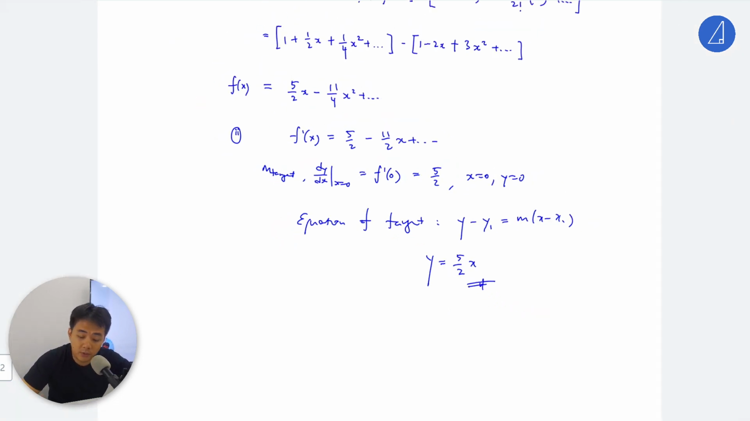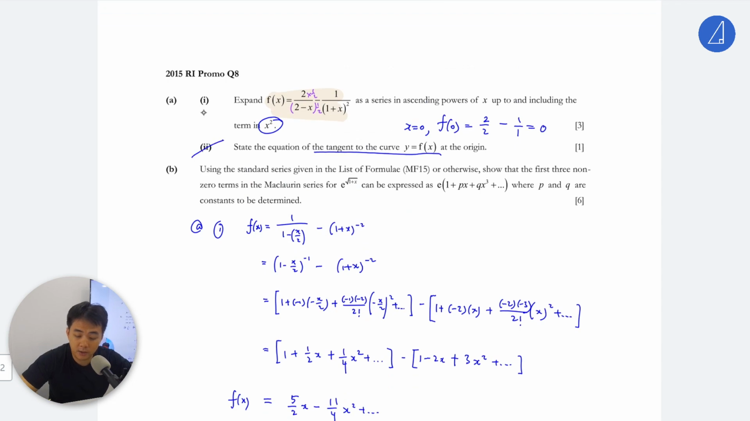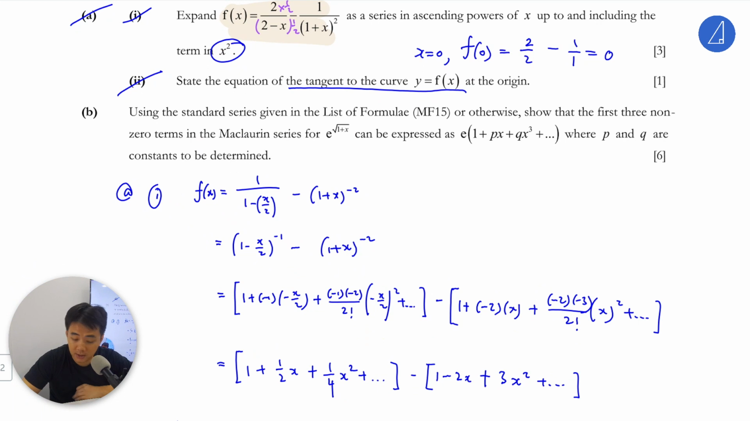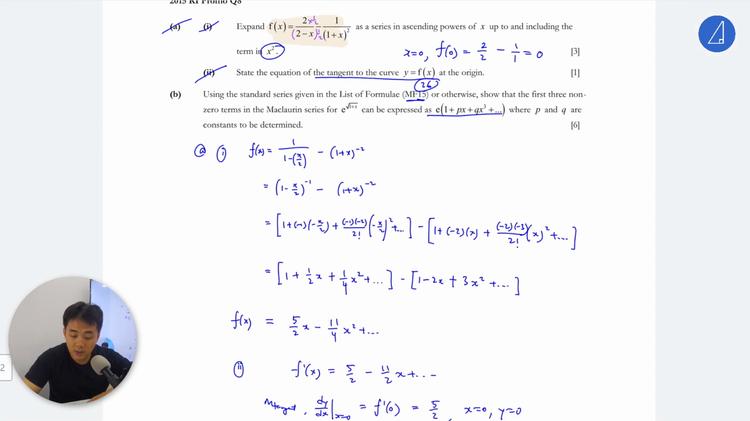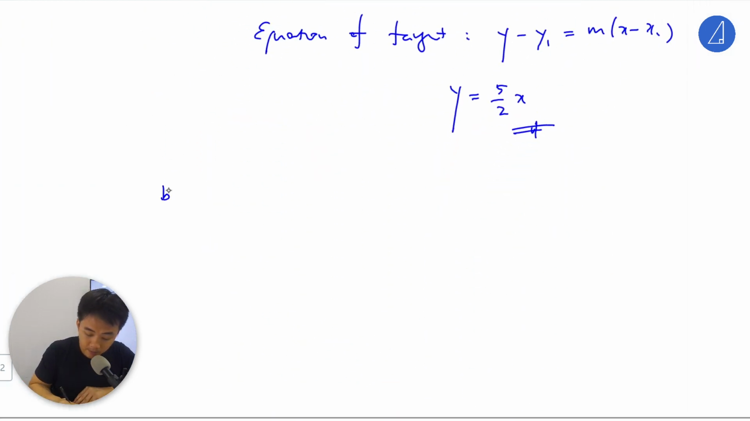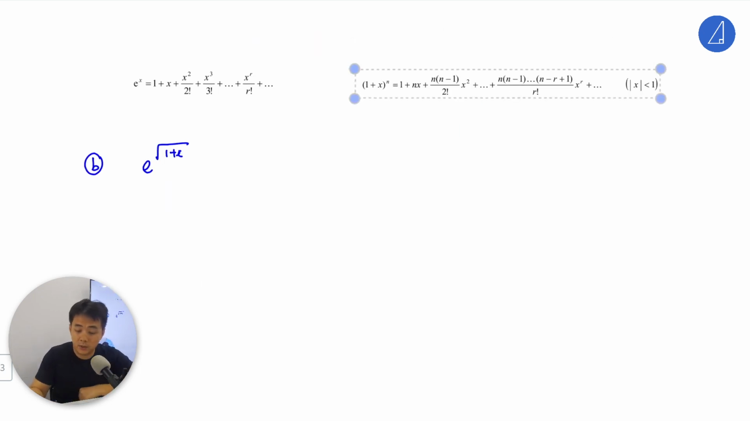Essentially, you don't even need to use calculation, you can just state. Okay, so that's all. So part B, using the standard series given by MF26. So this is MF26. Okay, or otherwise, show that the first 3 non-zero terms in the Maclaurin series of e^x can be expressed as this, where p and q are constants to be determined. Okay, great. So let's look at this, part B. E to the power square root of 1 plus x. So we need these two standard series here.